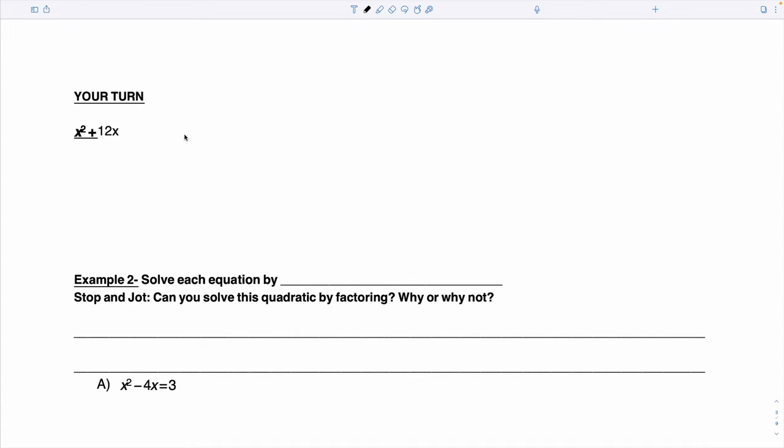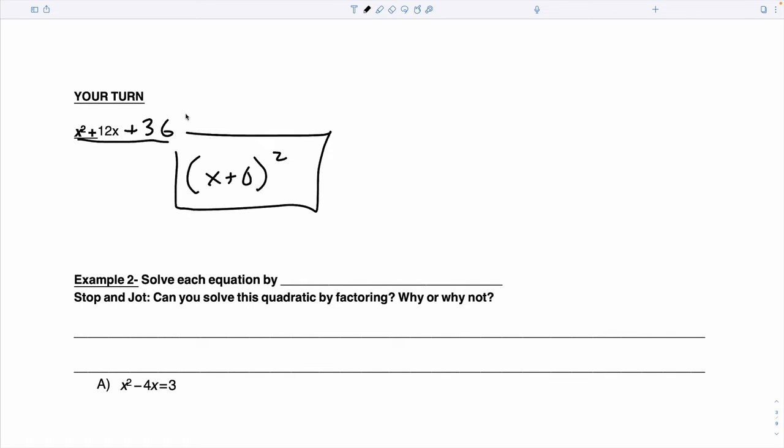Silent hand if you have the answer. Felix. Great. And what was your C value that you got? Yeah, 12 divided by 2 is 6. 6 squared is 36. So there's your trinomial. There's your perfect square.